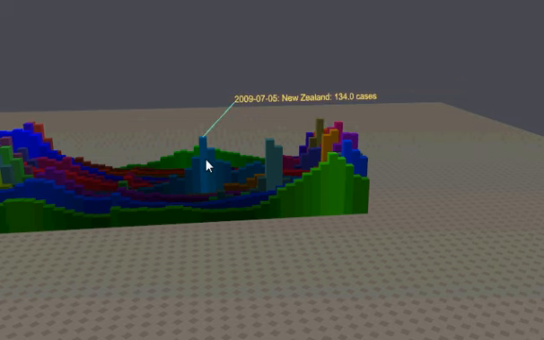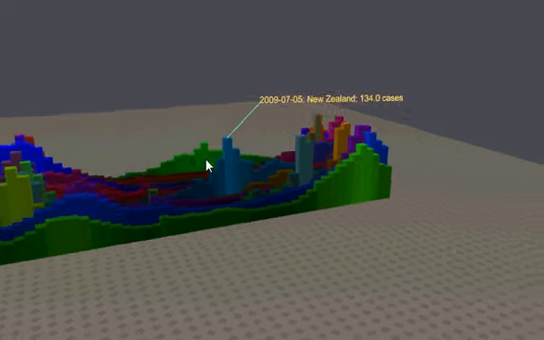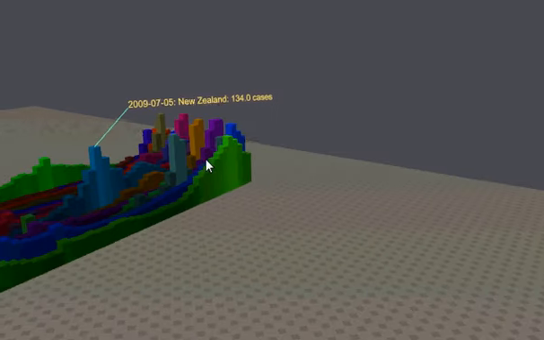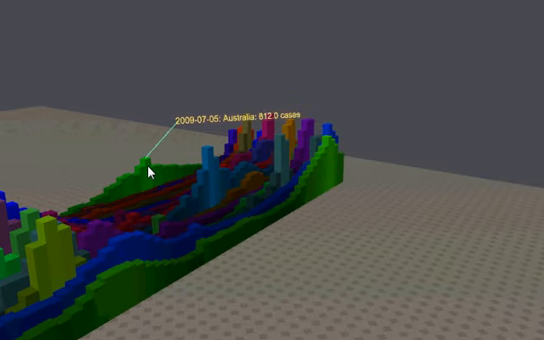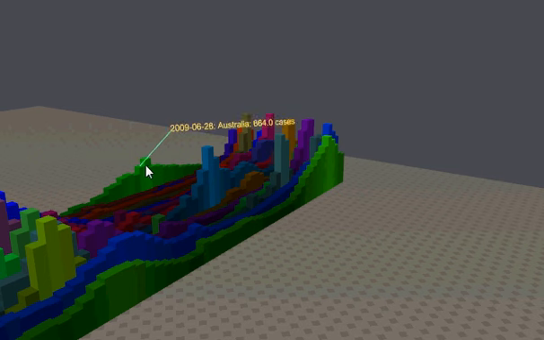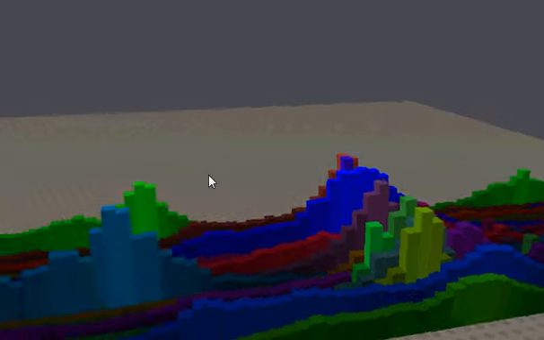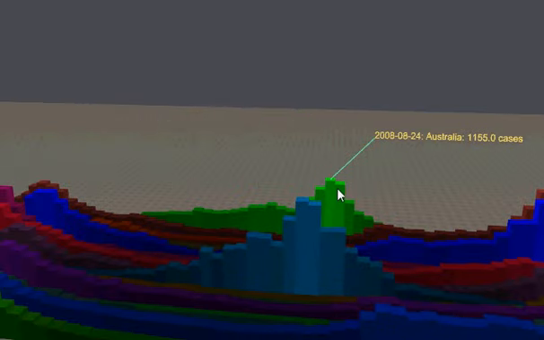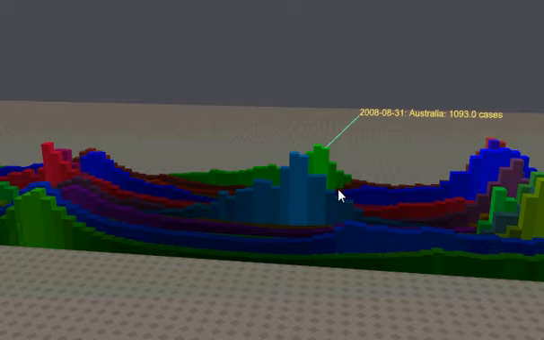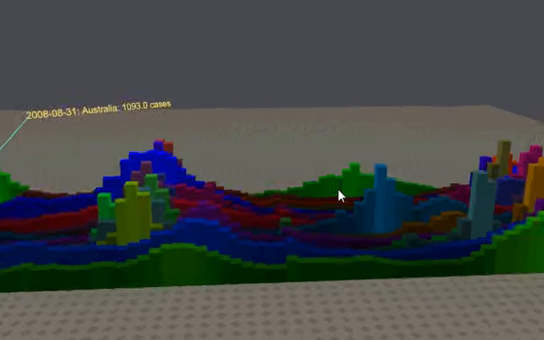It's important to note here that the seasonality is different in the southern hemisphere. Their seasons are opposite to ours, so we see a synchronization of Australia and New Zealand pretty much across the board. Opposite seasons of the northern hemisphere.